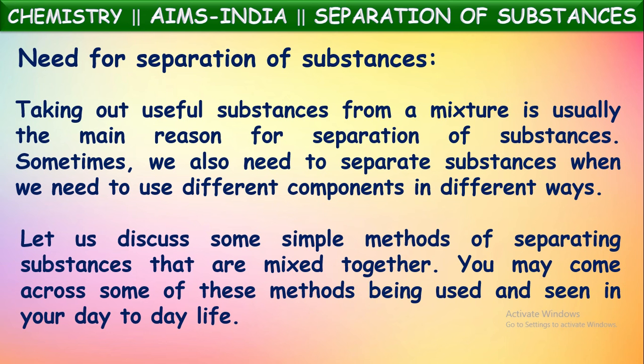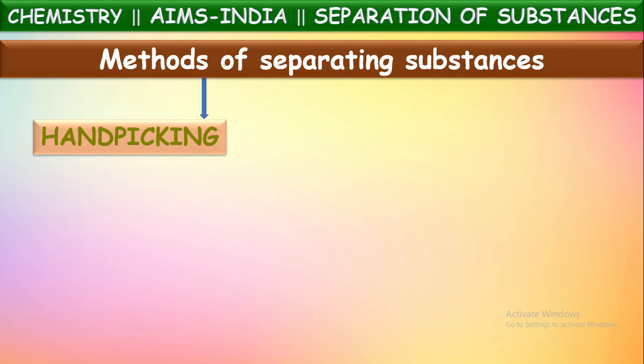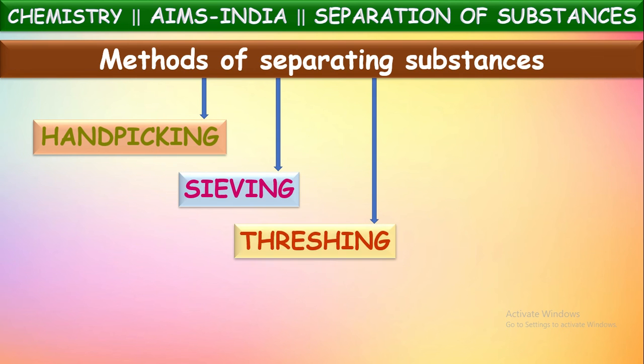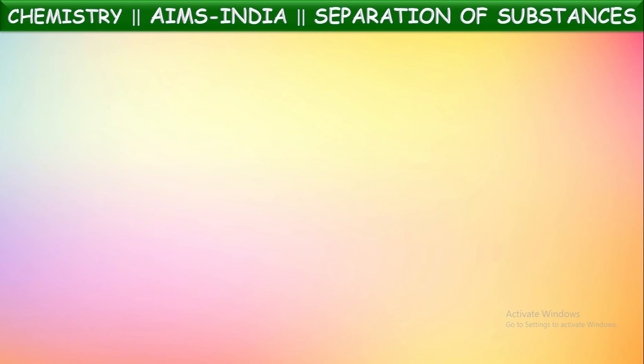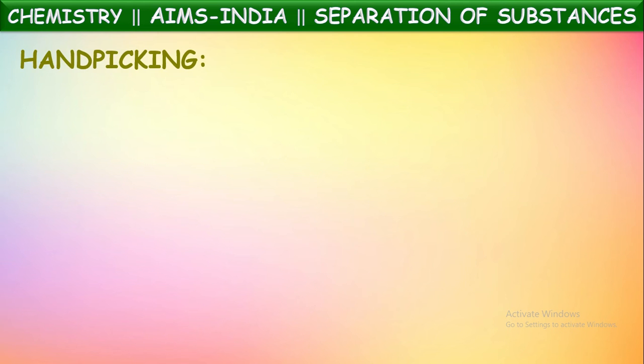Okay, now let us see some separation techniques. Some of these will be observed in our daily lives also. See here the different methods which we use for separation of substances. Among them are hand picking, sieving, threshing, winnowing. So these techniques we are going to see now. So the first one, hand picking.